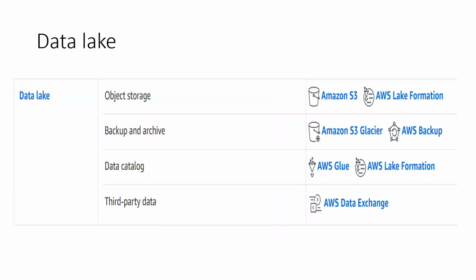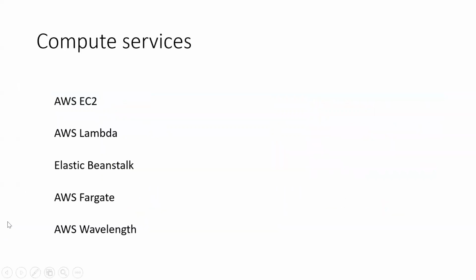Data lake: suppose you need to choose a data lake. Over there, there are various options, and based on your requirement and pricing, you need to choose. S3 is one of the important services we'll be learning tomorrow, how to spin it up. Several computing services include AWS EC2, Lambda, Beanstalk, Fargate, and Wavelength. Those are the available components for compute services.